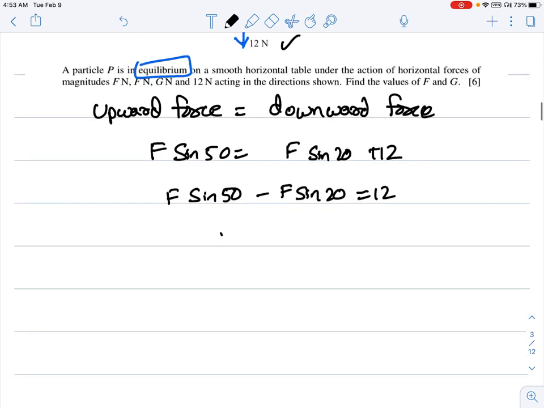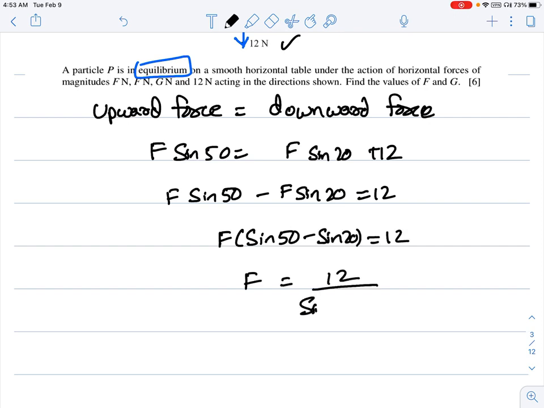From there I take F common. F times (sin 50 minus sin 20) is equal to 12. So I need to get the value of F. F is equal to 12 upon (sin 50 minus sin 20). When I solve it using the calculator, I'm directly writing the answer, which is 28.3.